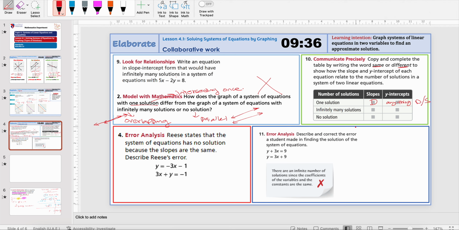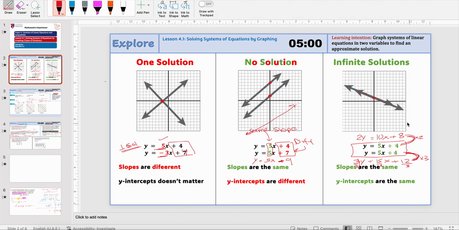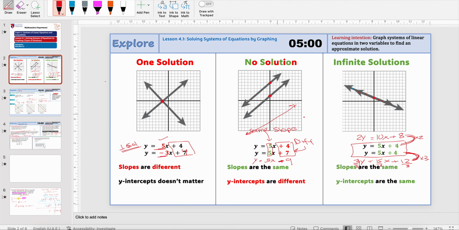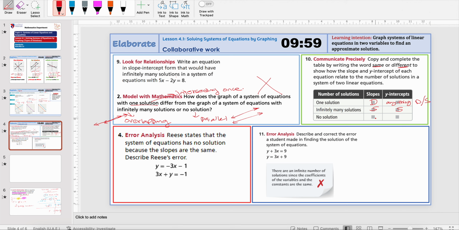So infinitely many solutions here, who remembers? Everything should be the same, so all must be same and same. And no solution, they must have different intercepts and the same slope. They must have the same slope because they are parallel. So same slope, different intercept. Now here, Rees states that the system of equations has no solution because the slopes are the same. Describe her error. Let's take this problem on the side and work on it.